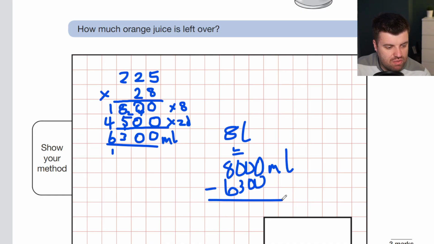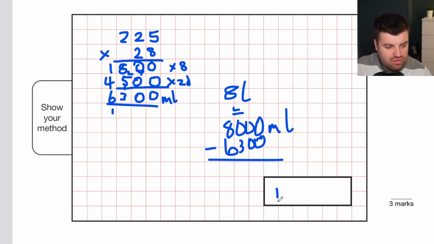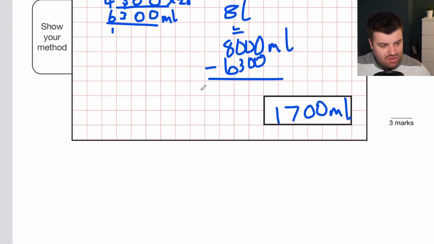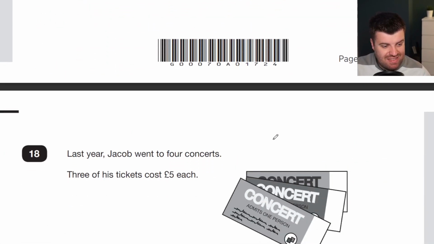You guys could do the column method and do some exchanging there. 8,000 take away 6,300, you should end up with 1,700. But remember your units. It's in milliliters. Really important because we had liters and milliliters in the question. You had to change it to be milliliters, and that is correct.